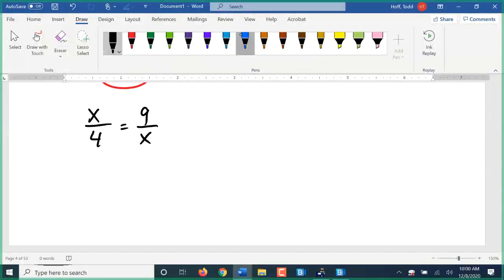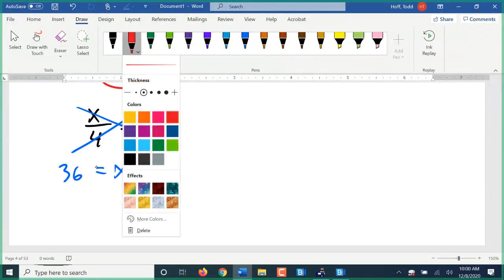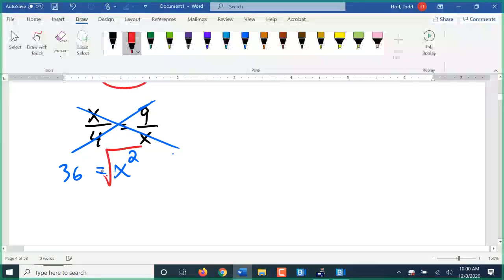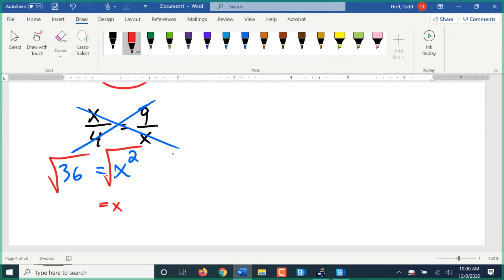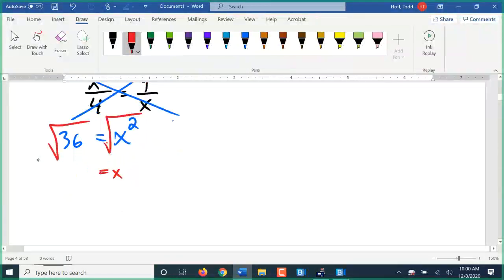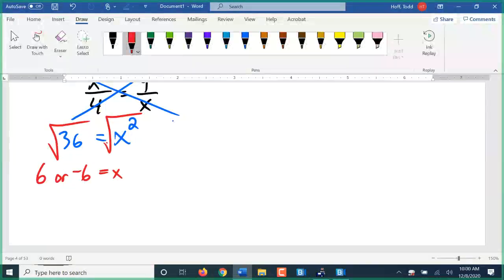What we would do to cross multiply here, let's do this one first. Going in this direction, 9 times 4 is 36. Going in this direction, x times x is x squared. So we have that equation, 36 equals x squared. The only way to solve that is to square root. The square root of x squared would make it x. Now, the square root of 36 we have to be very careful of. There's actually two answers there: 6 or a negative 6, because negative 6 squared could also give us 36.